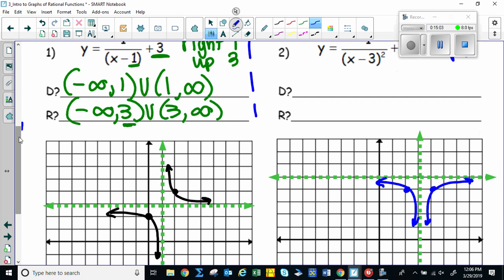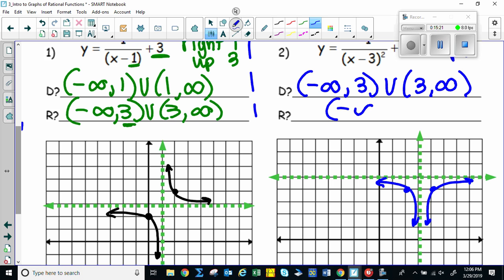So what's the domain of my new graph here? Negative infinity to infinity, not including 3. And then what about the range? Negative infinity to 5, not including 5. From negative infinity to 5, neither of those included. Good. So the h value is going to drive your domain. The k value is going to drive the range.